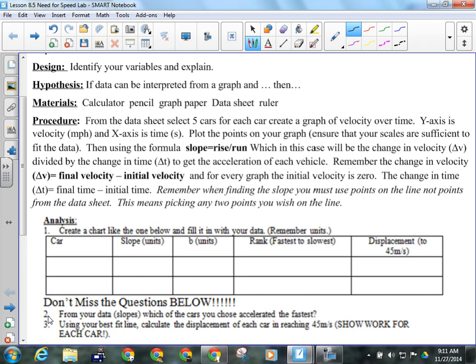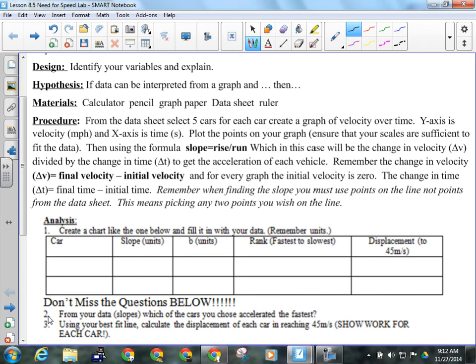Okay. So for the procedure here, you're going to select 5 cars, and for each car, you're going to create a graph of velocity over time. That means you're going to have 5 graphs. There just doesn't seem to be a way to do this lab where we can get all the cars on the same graph because their times are not the same. So you're going to make a graph for each of your 5 cars using Google Sheets, just like we did before. All right, everyone follow me there? I'll run through a really quick review of how you do that.